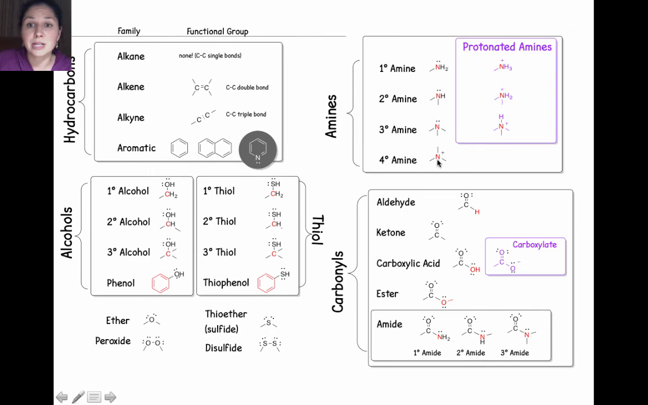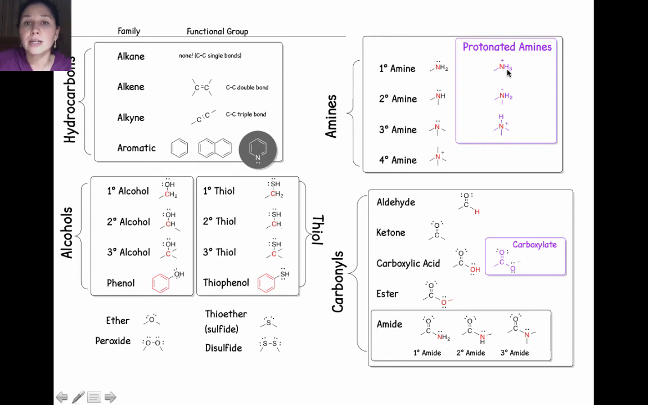And notice because nitrogen doesn't usually have 4 bonds, there's a positive charge on the nitrogen. You can also have these things that are protonated. Basically, that means the nitrogen has 4 bonds, but still they're classified by the number of carbons attached to the nitrogen. So here's a primary amine. The nitrogen is attached to 1 carbon.